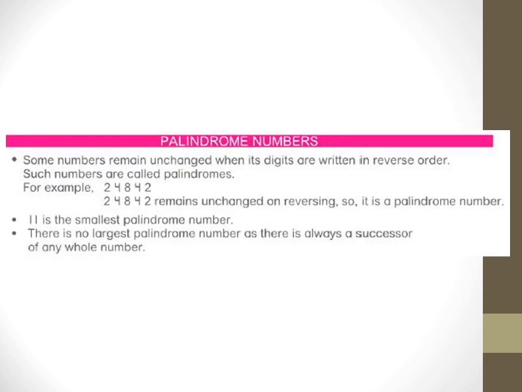Now let us discuss palindromes. Palindrome numbers, what are those? Some numbers remain unchanged when their digits are written in the reverse order. Such numbers are called palindromes or palindrome numbers. For example, 24842. If you write it from the right hand side, that means if you reverse the digits, then also it remains unchanged. From the back side also it will be read as 24842, and from the front side also it will be read as 24842.